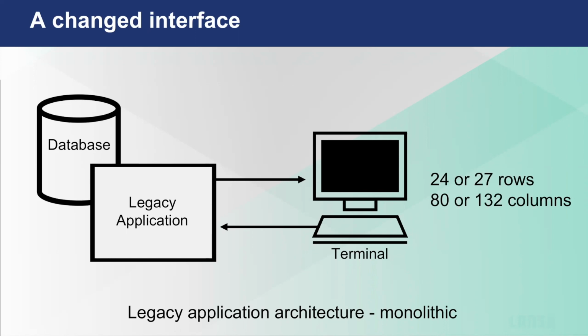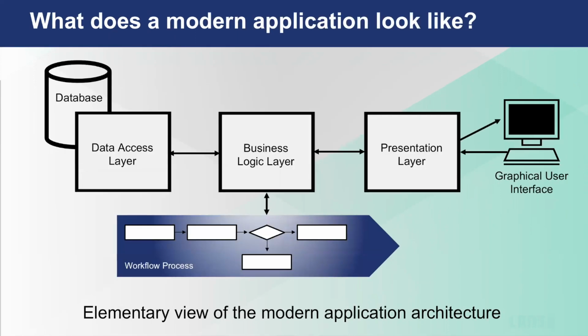So just noting here that really that interface was just 24 lines, 80 columns, or 27 lines and 132 columns. So really it was a limited interface, which was good for standardization, but bad for getting a lot more information in the hands of a user all at once. So next slide, please. So today, how do these applications look?